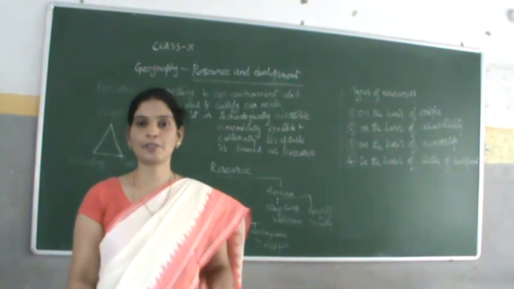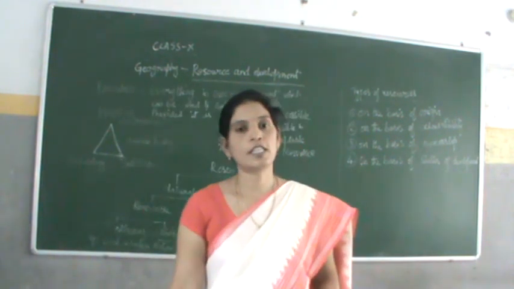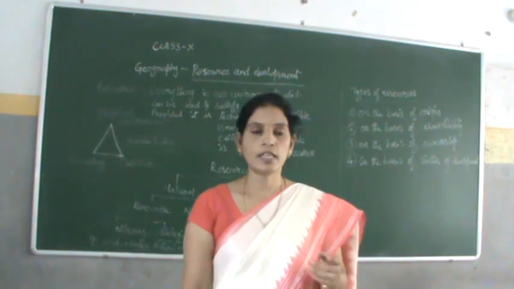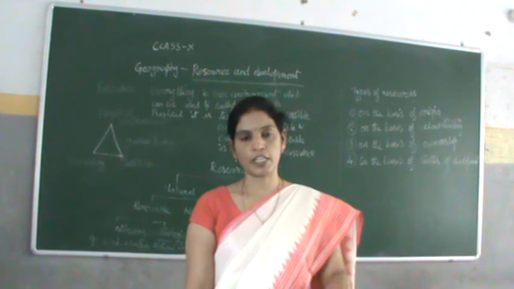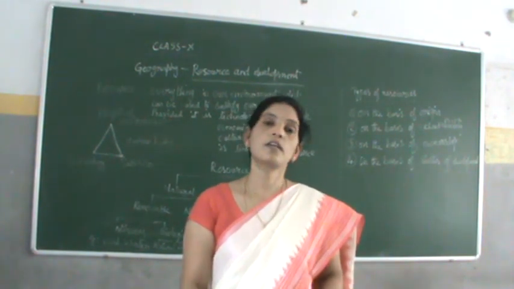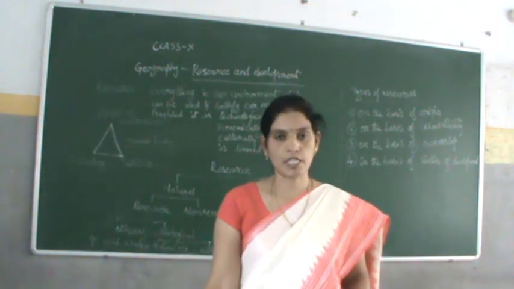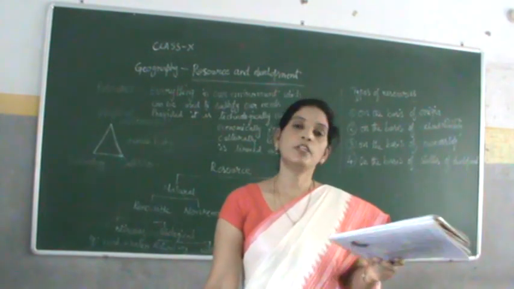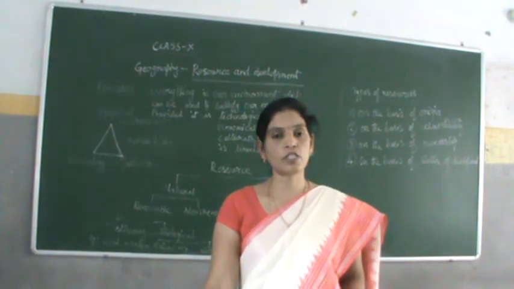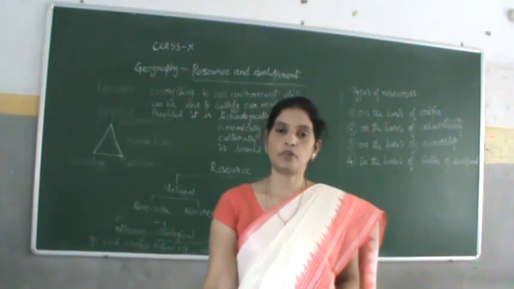Then how does resource planning take place? There are different steps for following this resource planning. In that, the first process is identification of resources. We should identify and inventory the resources, where they are actually available. First we need to survey them, map them, and look at the quantity and quality of the resources. So identification, surveying, mapping, and assessing quality and quantity is the first process of resource planning.